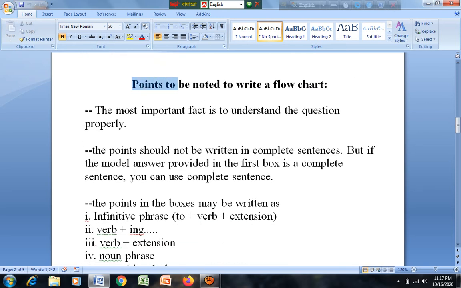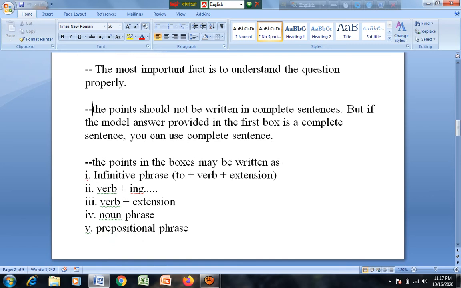Dear learners, while writing a flowchart, you will have to follow some rules, some points, and you have to remember them to write a flowchart clearly. The most important fact is to understand the question properly. You have to understand the question first, and if you fail to understand the question, then it will be very difficult for you to write proper or correct points in the boxes.